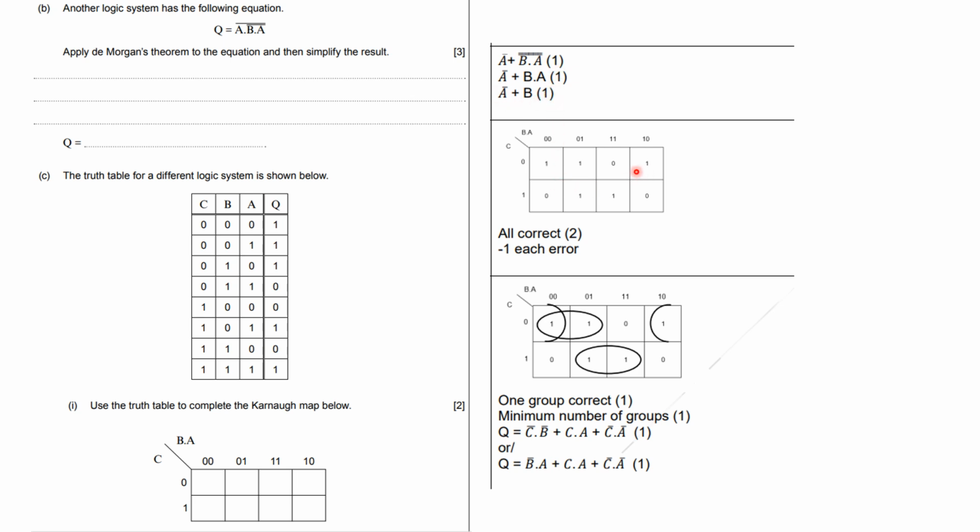Put the ones in. You've got 3 groups of 2 going off there. So there you go. There are your 3 groups of 2. Hopefully straightforward.